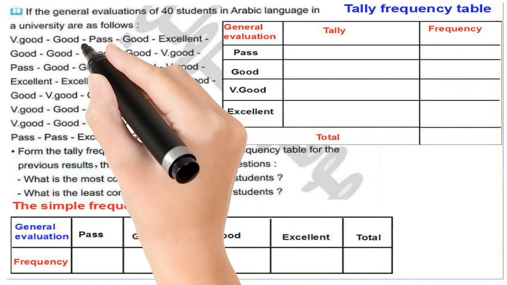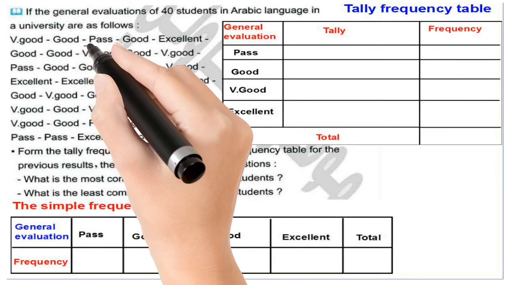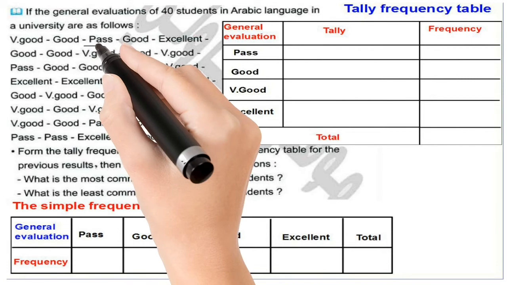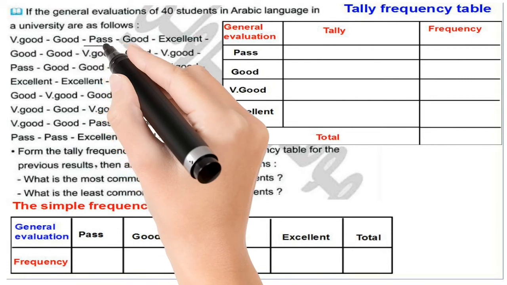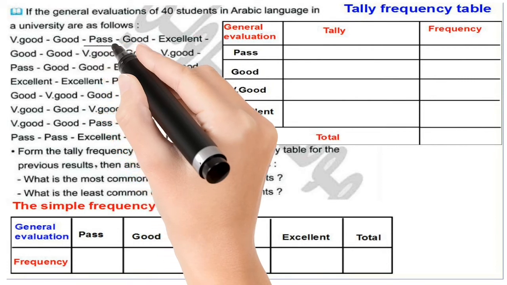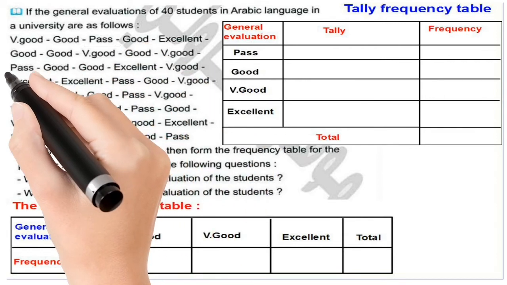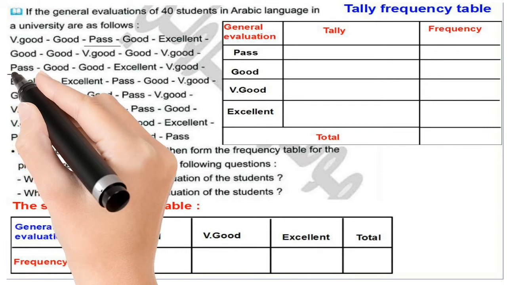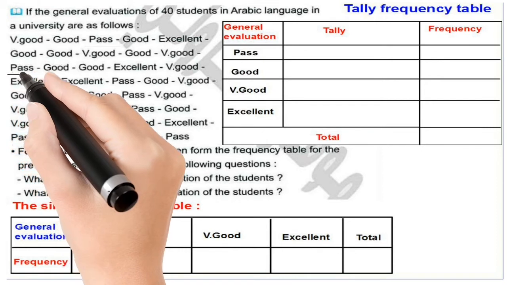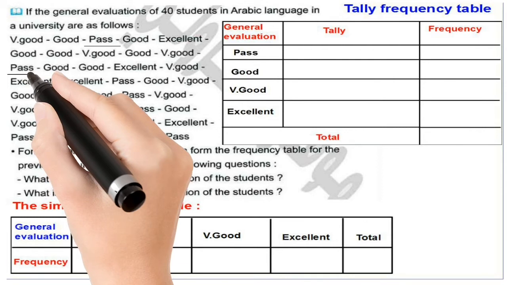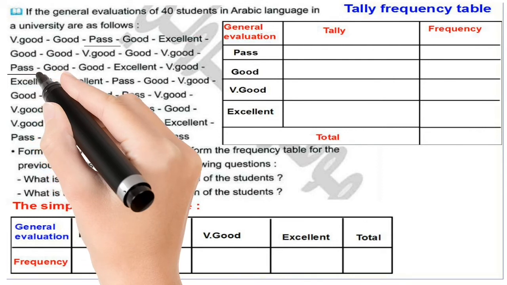And now let's see another example. The general evaluation of 40 students in Arabic language in a university is as follows. We have two tables for collecting data: the tally frequency table and the symbol frequency table. And now we want to collect how many students get pass, how many get good, how many get very good, and how many excellent. Let's count.